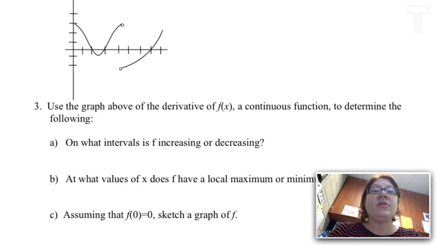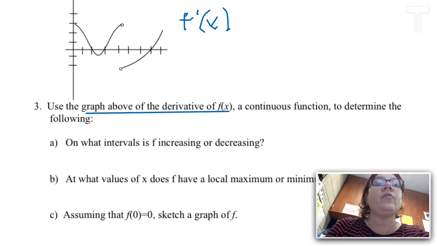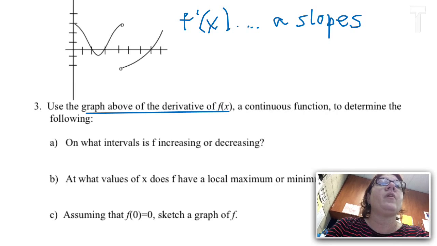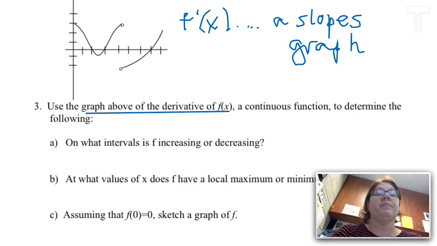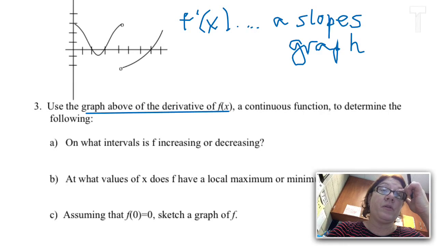So of course reading directions is very important, especially when I'm looking at graphs, because I need to know who this is a picture of. And this is a picture of f prime. So in other words, this is a slopes graph. It's telling me about slopes of the original function, not the original function itself. So if I want to know when f is increasing or decreasing, I would look at slopes.